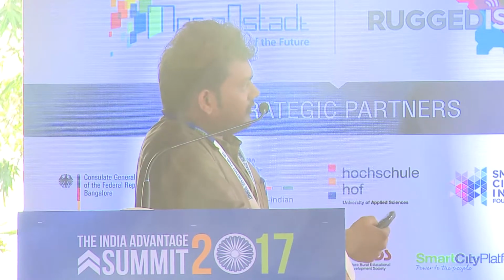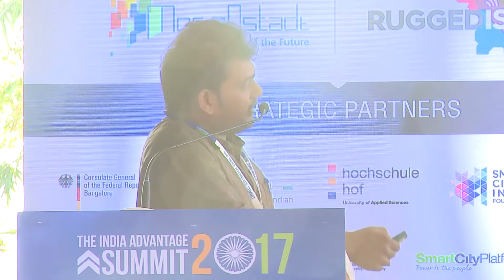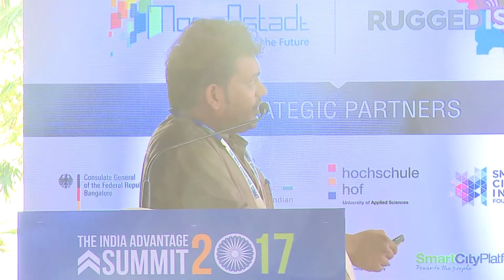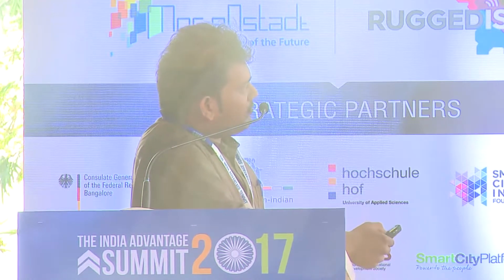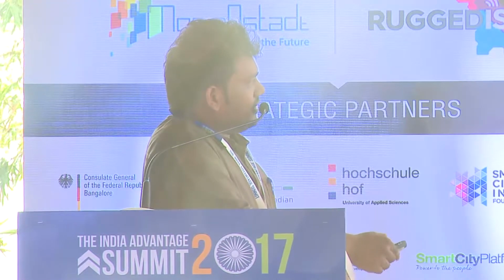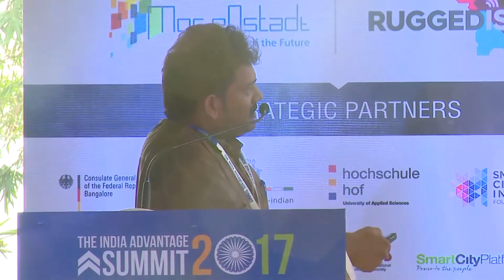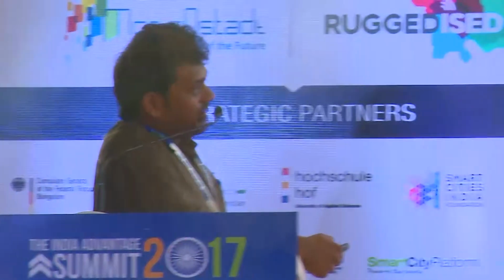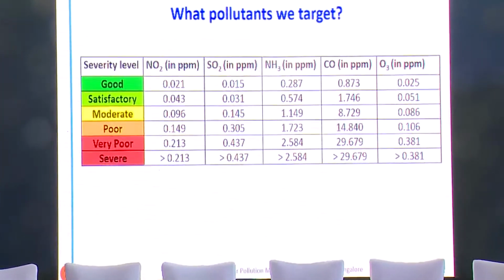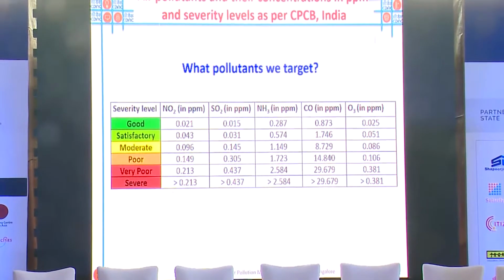Out of the pollutants mentioned earlier, these are the pollutants that we are targeting: sulfur dioxide, nitrogen dioxide, ammonia, carbon monoxide, ozone, and of course, I missed PM2.5 and PM10 dust particles. And these are the ranges mentioned. This is converted into ppm, parts per million. If you see nitrogen dioxide, good ranges are like 21 ppb, parts per billion, or 0.021 parts per million. And these are very stringent requirements.